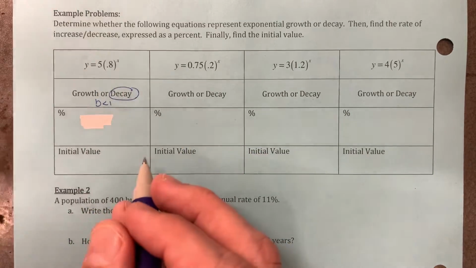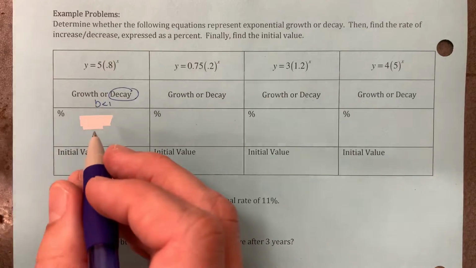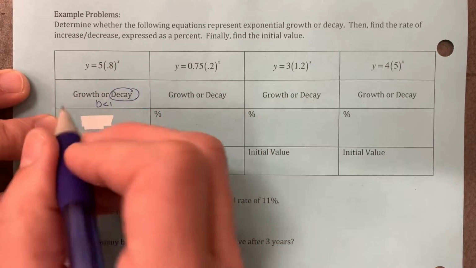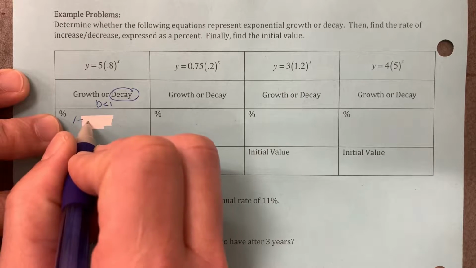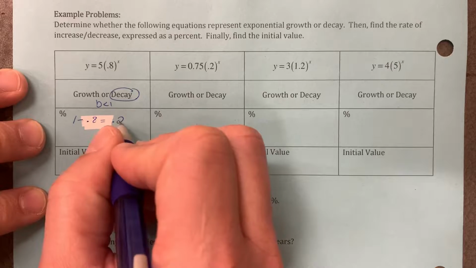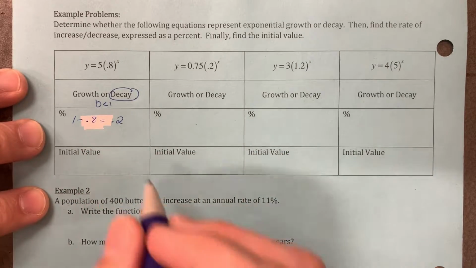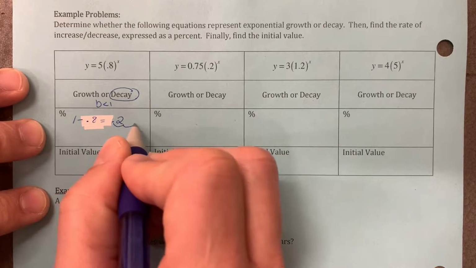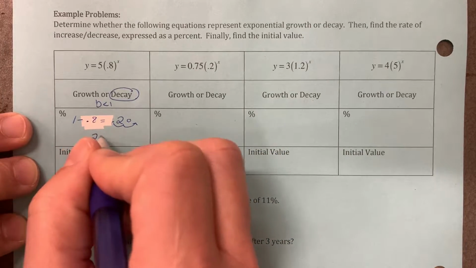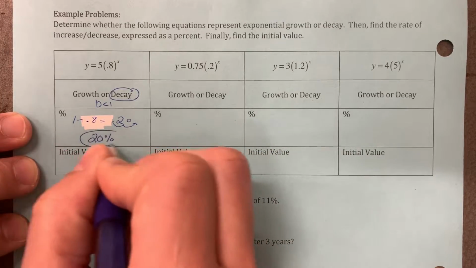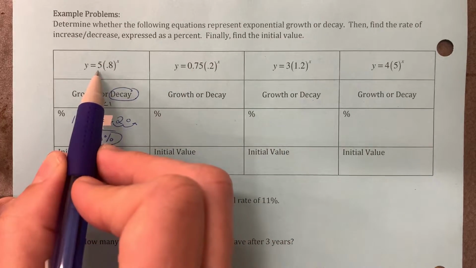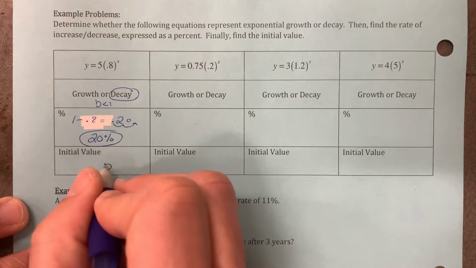Back in the previous video, we said to figure that out, we want to subtract the b value from 1. So we say 1 minus 0.8, and that would give us 0.2. Bump that decimal 2 places to the right, fill in the empty spot with a 0, and that means that this was a 20% decay. What was the initial value? That's your a value, and it was 5.